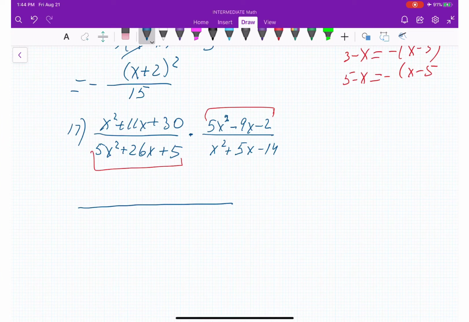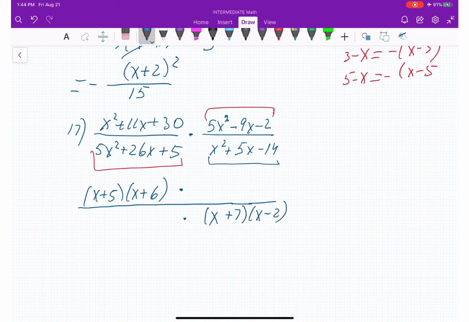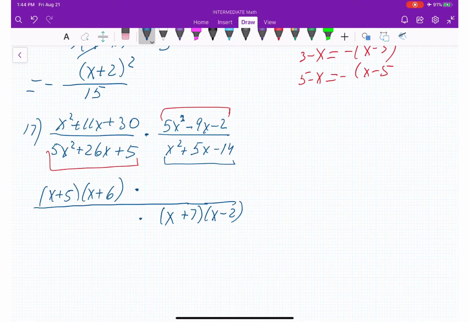The first one, x squared plus 11x plus 30, I can break down with no problem. x plus 5, x plus 6, right? 5 times 6 is 30, and 5 plus 6 is 11, right? Second one, I'm leaving space because I need to factor it down. And here, x squared plus 5x minus 14, it's going to be x plus 7 and x minus 2, because 7 times negative 2 is negative 14, and 7 minus 2 is positive 5. Okay, so let's start solving.